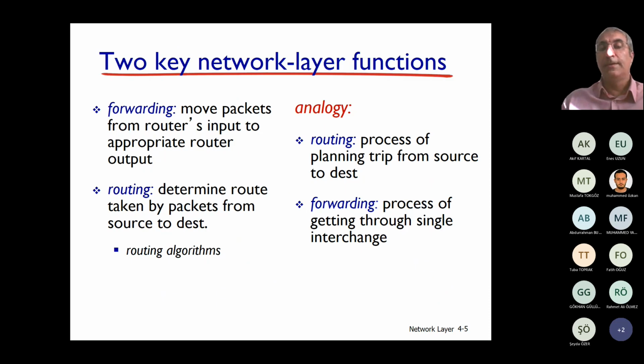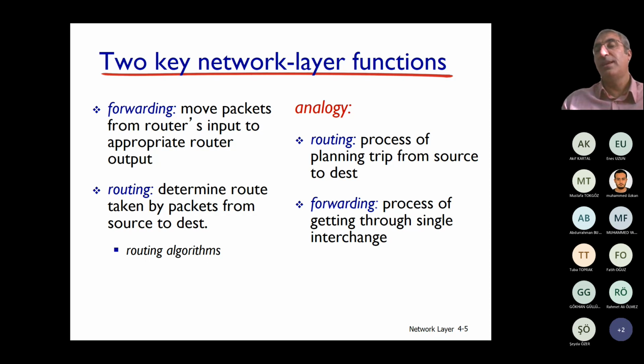So there are two important network layer functions. The first one is forwarding. The second one is routing. So what is forwarding? In forwarding, we move the packets from the router's input to the appropriate router output based on the header information.